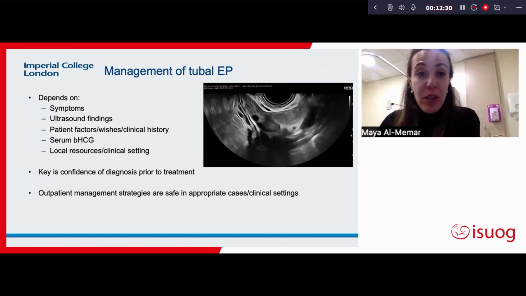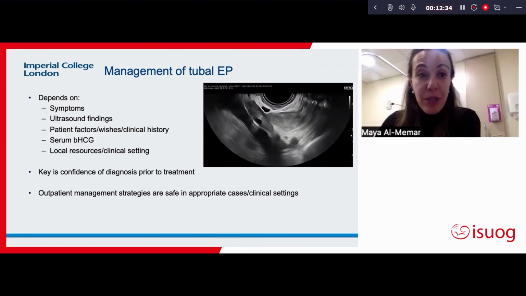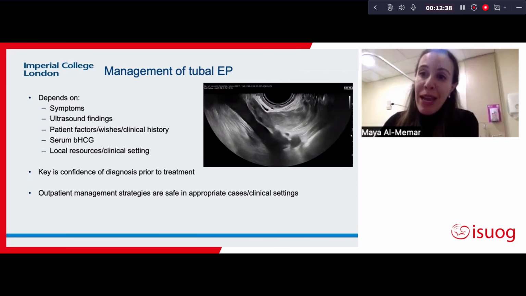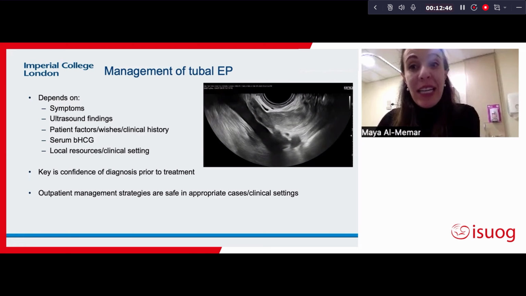Overall, the management of tubal ectopics depends on a number of factors. Firstly, symptoms, such as the presence of pain, which may lead you to perform surgery as opposed to expectant management, for example. Ultrasound findings, so finding a live ectopic pregnancy with a heartbeat, would lead you more likely to perform surgery than any other form of management.